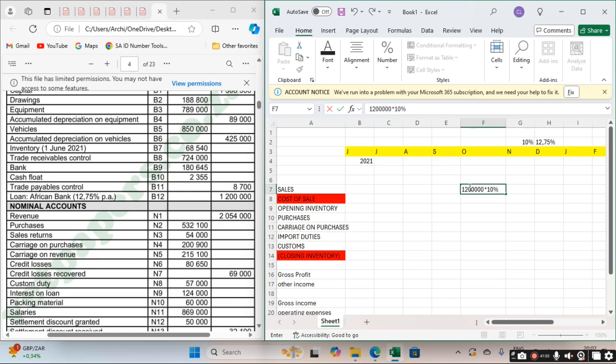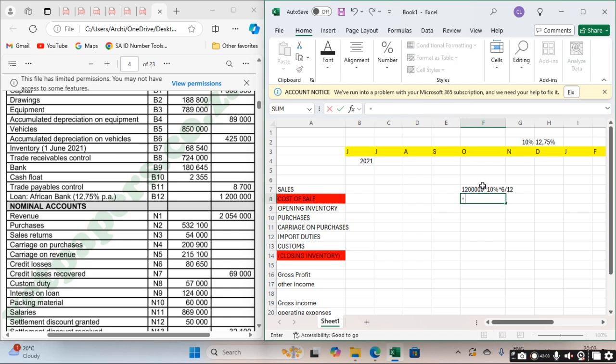And then also we're going to multiply by the number of months in which the interest rate was 10%. It was 10% from June, July, August, September, October, November. So how many months is that? 1, 2, 3, 4, 5, 6. For 6 months, it was 10% over 12. And then for the other 6 months, it was 12.75. So let's calculate this first 6 months.